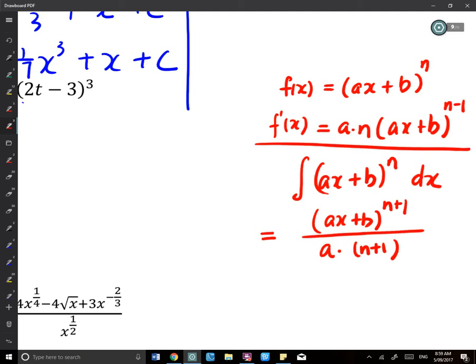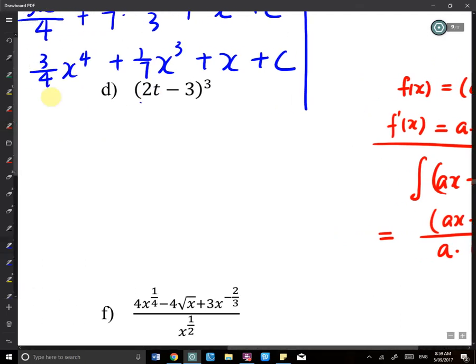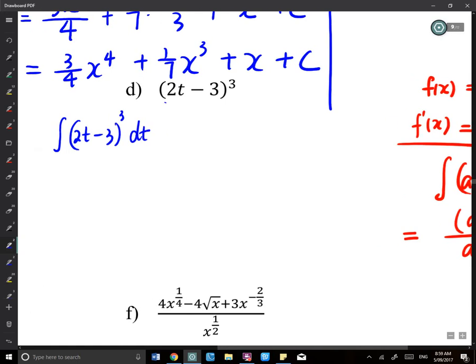We can use different ways of doing this question. Therefore, we want to antidiff 2t minus 3 cubed, dt here. Okay, dt here. It's not a dx, it will be a dt.